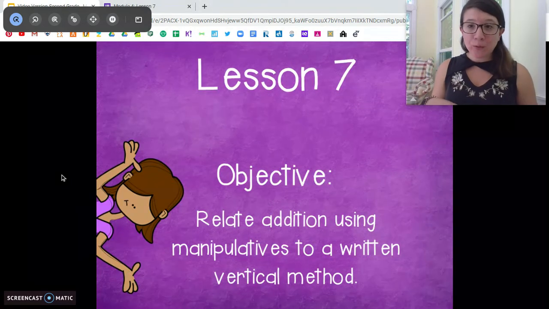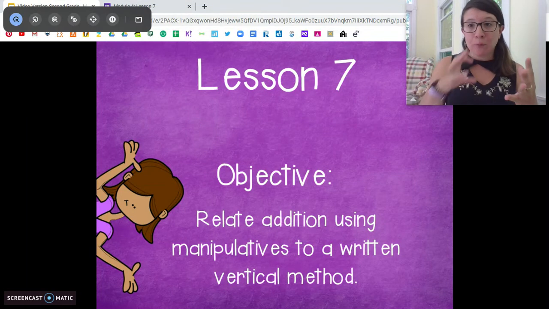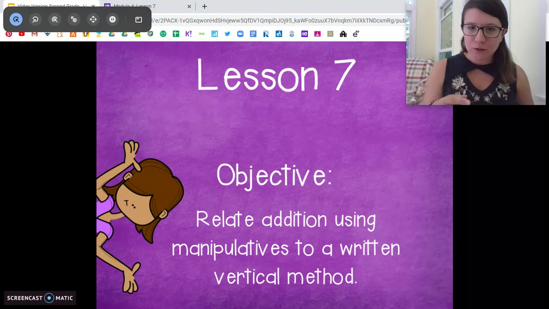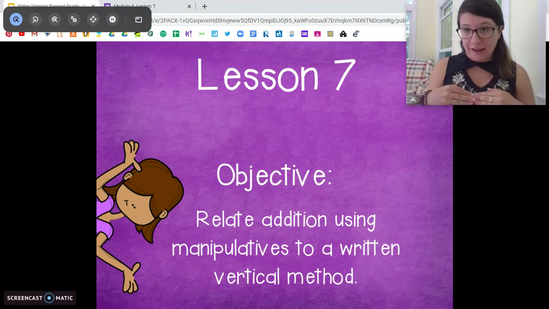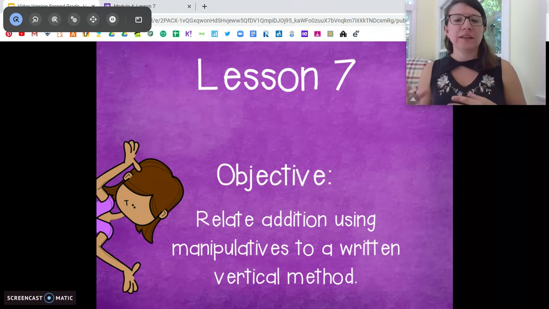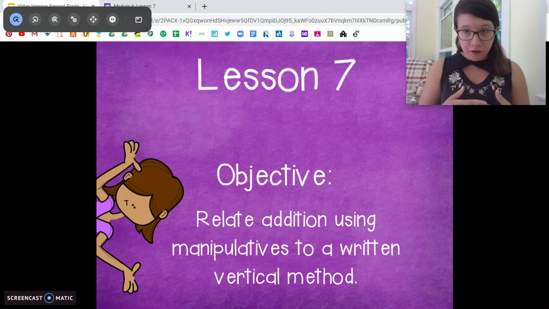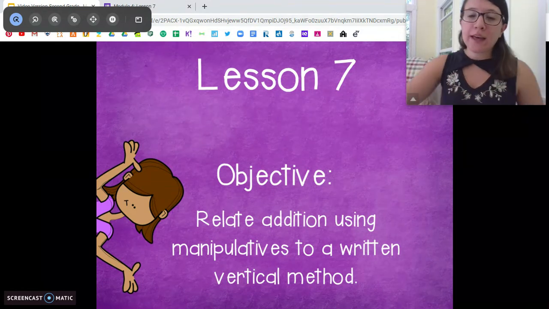So yesterday we talked about how to bundle a 10, move it over to make it easier for us to add 2-digit numbers. Today we're going to learn a new way of adding, still using our place value discs, but we're going to learn a way called the vertical method. So we're going to be working with that today.